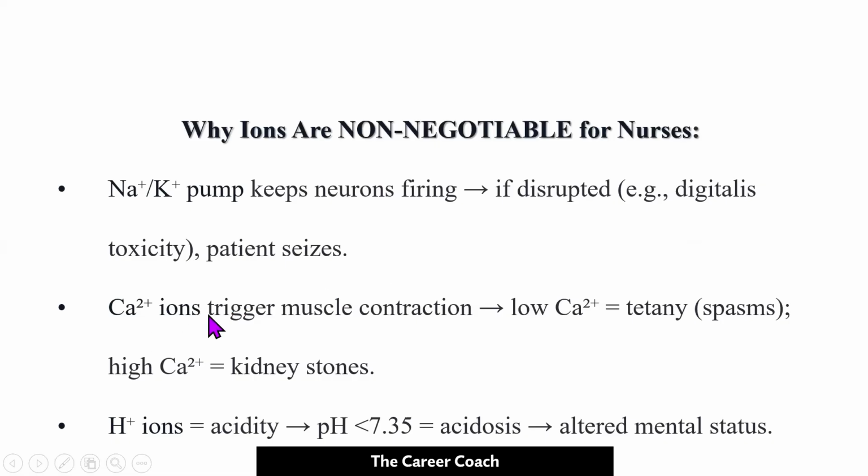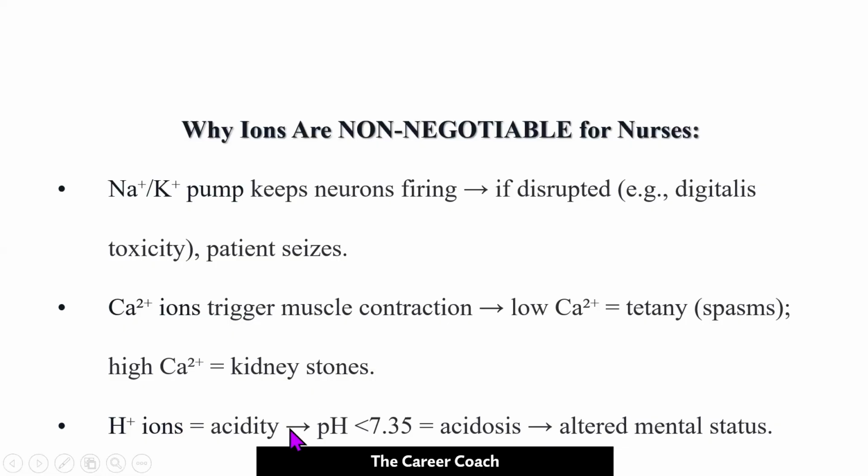The second one is calcium ions. Calcium ions trigger muscle contraction. When calcium ions are low in the body, it could lead to tetany, which is muscle spasm. High calcium in the body will lead to kidney stones, so it has to be balanced. That's why we say hyperkalemia, hypokalemia. So it has to be balanced. The next one we'll talk about, ions are non-negotiable because of hydrogen ion, which helps us with acidity and alkalinity.